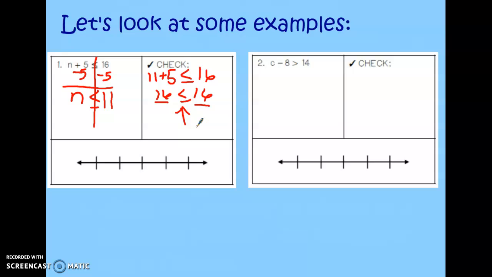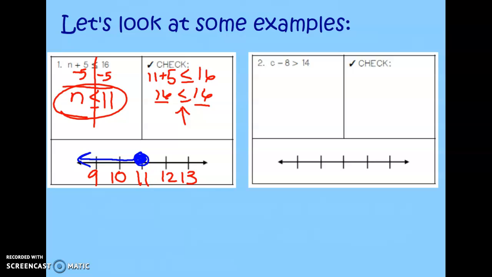Okay, so of course I'm going to graph this here that we solved. So I'm going to put 11 in the middle. Then this is going to be a closed point like we just discussed. And because it's less than or equal to, we're going to shade to the left. Okay, here's our next example.